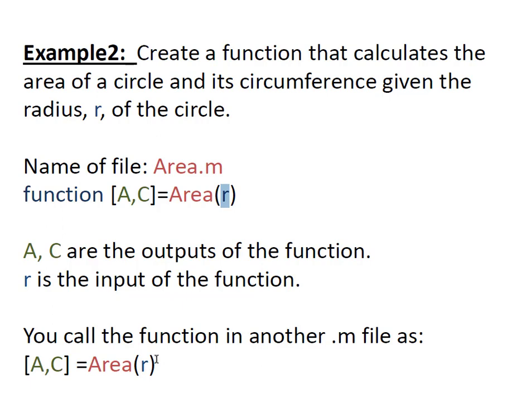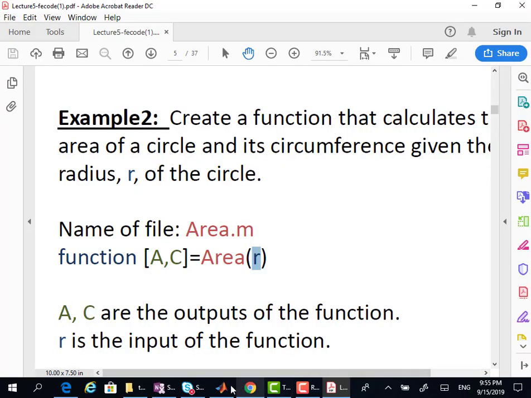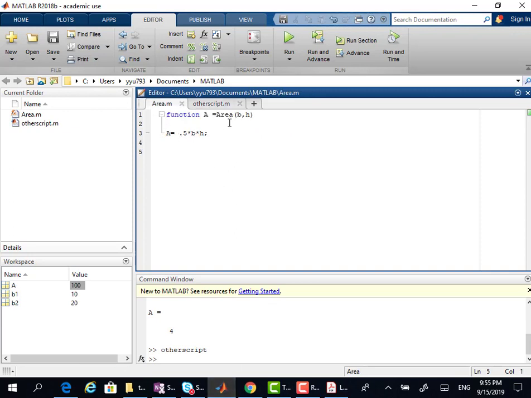So let's give it a try. Let's say I want to modify this function area. Now I want to make it a function of the radius, and I'm gonna get the circumference and the area. We know that the circumference of a circle is 2 times pi times r, and the area of a circle is pi times r squared.